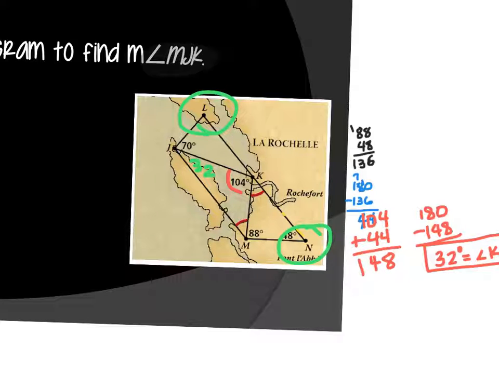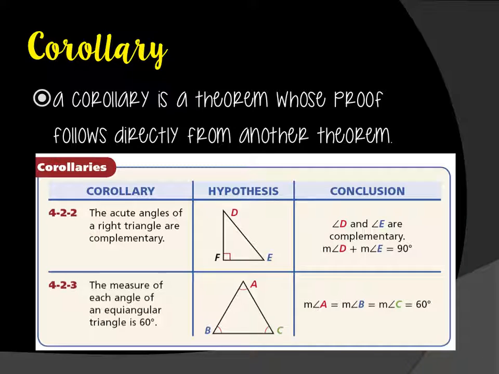JKM or MKJ. Does that make sense? The middle one is your vertex. How would I name the 88? KMN or NMK. Good. So careful with the letters.